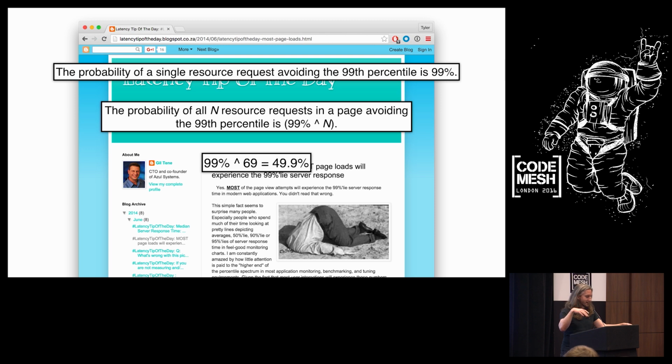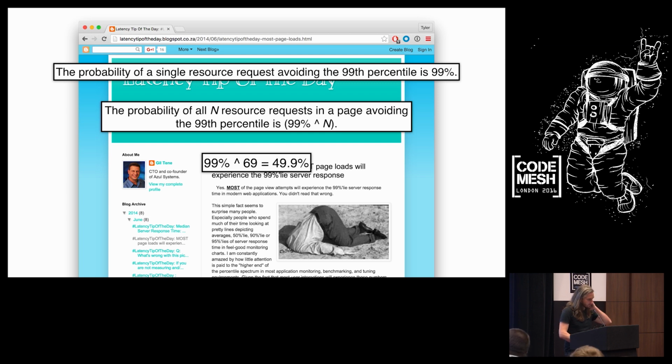So if you go to Amazon, there's over 100 requests before the page load happens. I went to a particular conference website and there were 190 on there. I went to Facebook, which had over 200 requests before the page load. CNN has 700, which means that they're not just hitting the 99th percentile on every page load, they're hitting the 99.9th percentile. It seems crazy to me, but anyway.